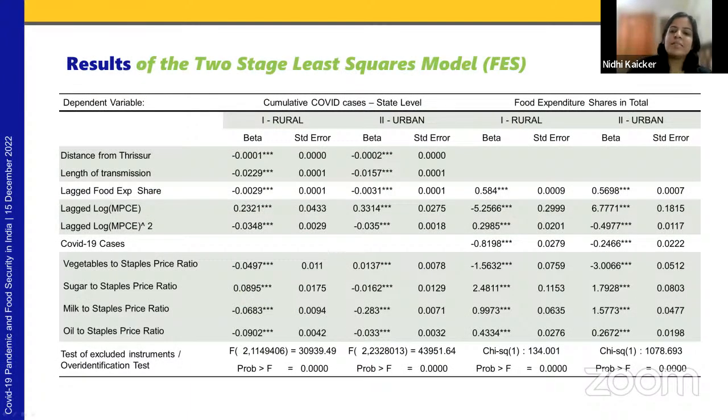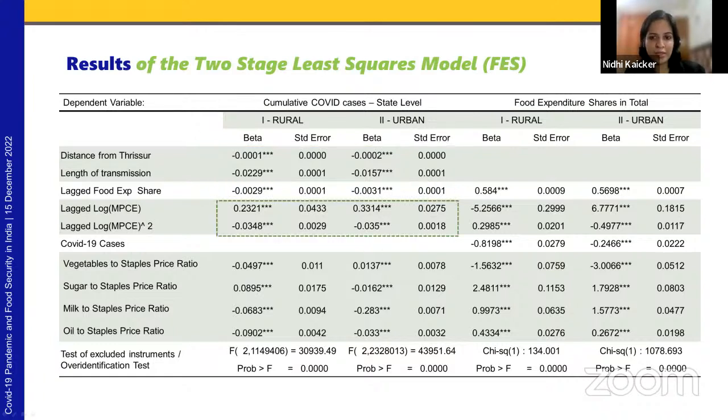We now discuss the results of the 2-stage least squares regression model, starting with the effects of the instruments and the MPCE. So we have estimated the results separately for rural and urban areas and for the all India pooled sample. We are going to be selective in our comments here, and the detailed results are available in our full paper. So we get a negative and significant coefficient on both the instruments, which is consistent with our hypothesis that the longer the distance from Thrissur and the larger the time of transmission, the lower will be the incidence of the pandemic as measured by the number of COVID-19 infections.